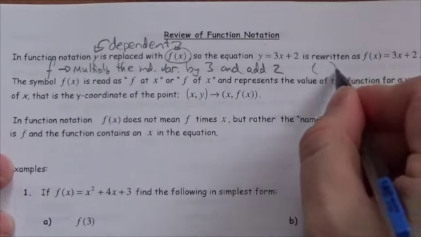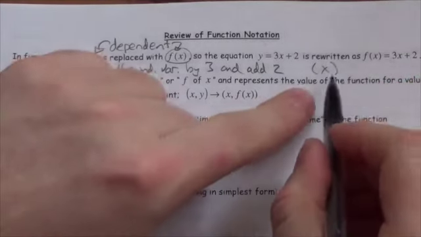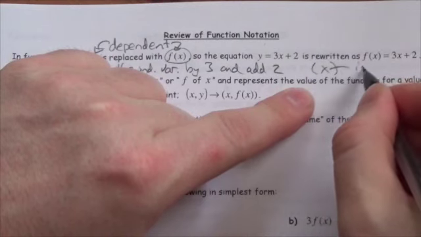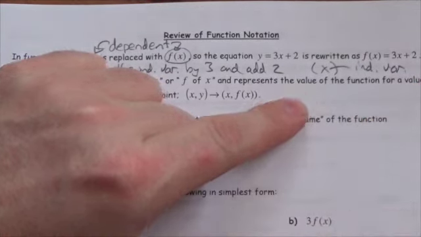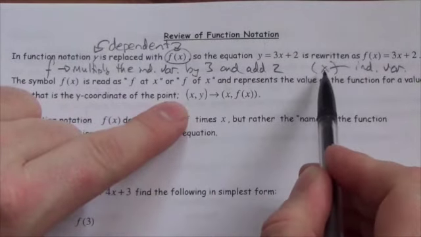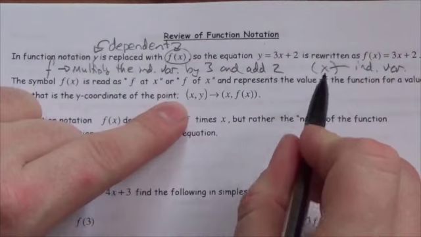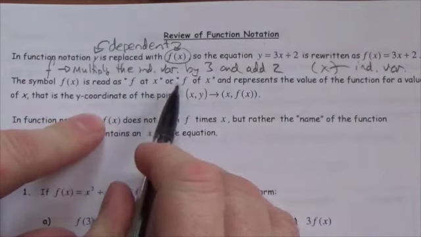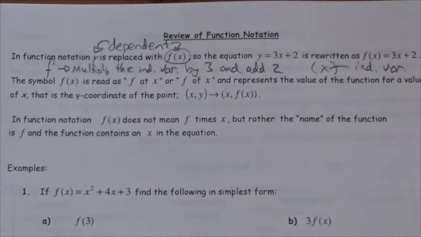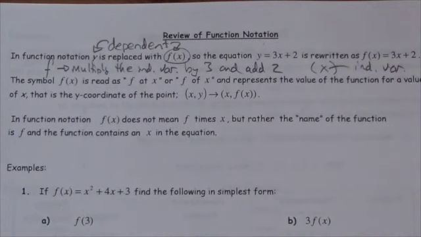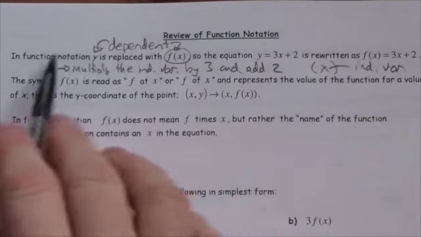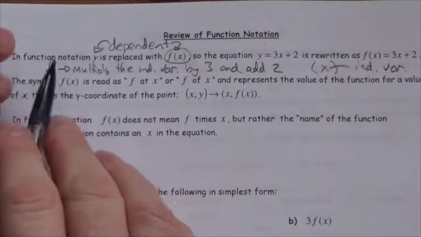Then what you put in the parentheses, that is the independent variable. Whatever shows up between those parentheses is the independent variable. So multiply the independent variable by 3 and add 2. F of x means 3 times x plus 2. The reason I go through a lot of trouble to explain that is to make you understand what the f stands for.